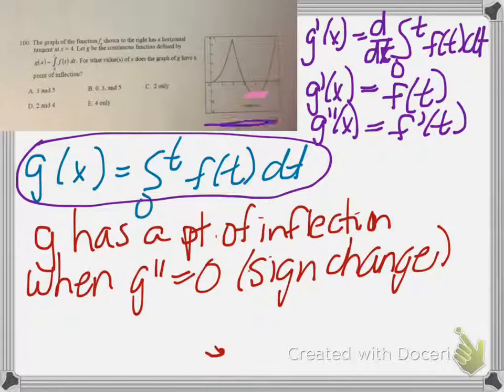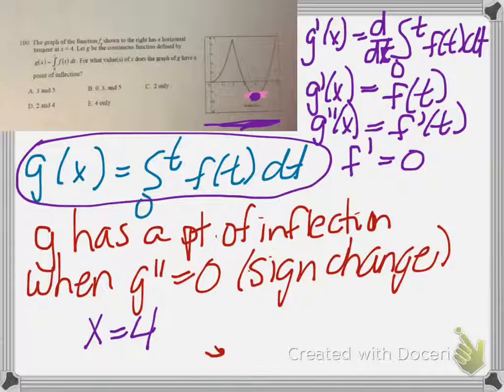So this is the function right here of f, and we want f prime. So the question is, when is f prime equal to 0? So f prime is equal to 0 when there is a critical point on f. So you're looking for critical points, and one of them is definitely here when x equals 4.